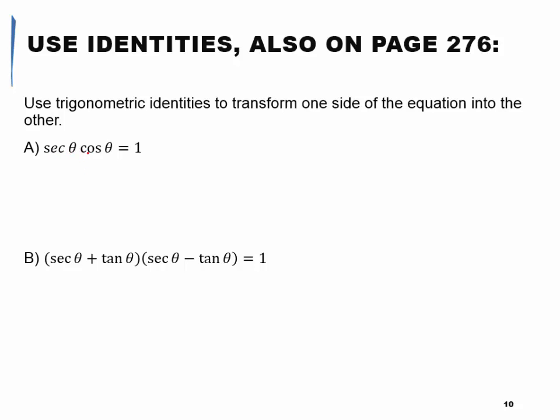Secant theta times cosine theta equals 1. I am going to use the fact that secant theta equals 1 over cosine theta. That is a reciprocal identity. And I'm going to take this and plug it in right here. 1 over cosine theta times cosine theta equals 1. What happens? The cosines cancel and we get 1 equals 1. We put a check mark to identify that we are finished.